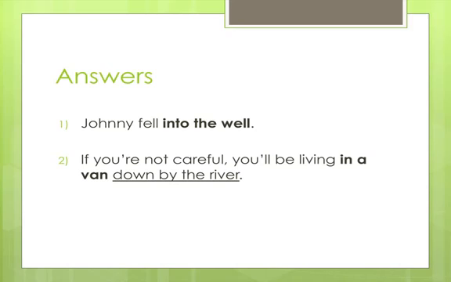And then down by the river could either be an adverb phrase, like where will you be living? Down by the river. Or you could look at it and go, you know what? That is an adjective phrase because it's telling you what kind of van or where is the van? Oh, it's the one down by the river. So regardless of how you look at that second one, both of them are prepositional phrases and they act as adverb or potentially adjective phrases.